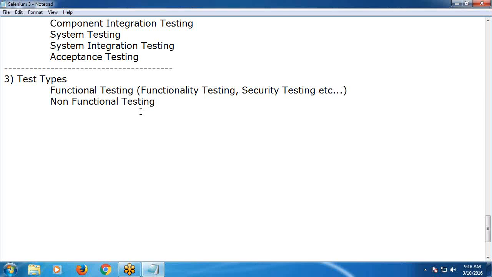Load testing, stress testing, endurance testing, spike testing, all are subsets of performance testing. Performance testing, usability testing. Any other? Yes, sir. We have so many non-functional test types.